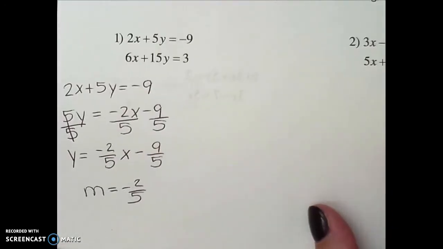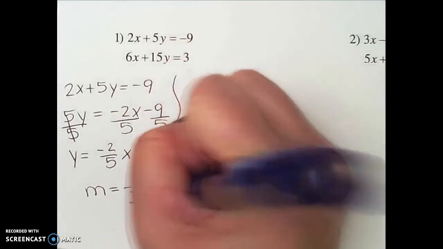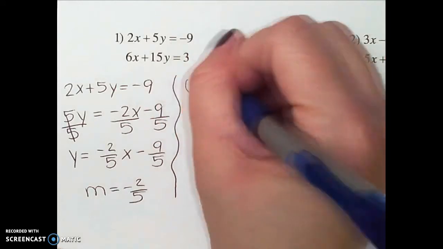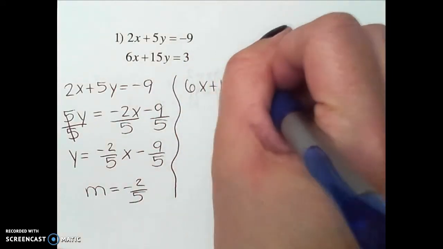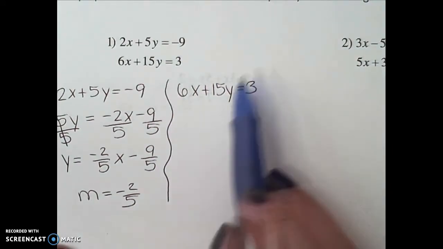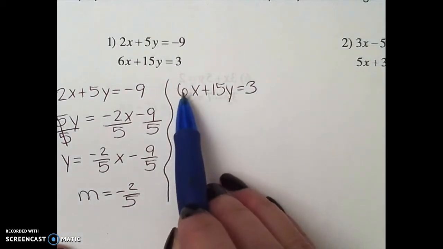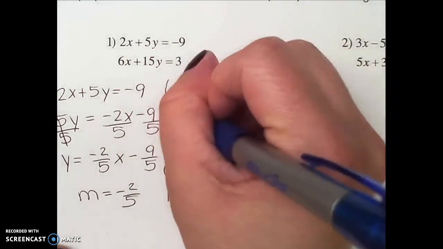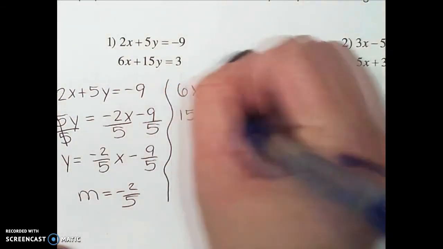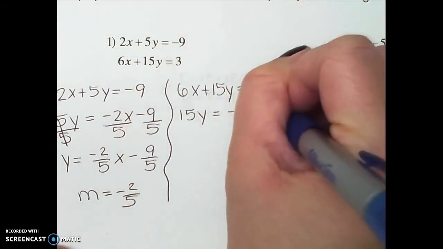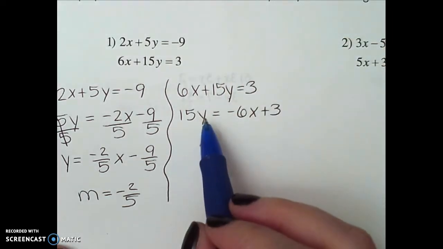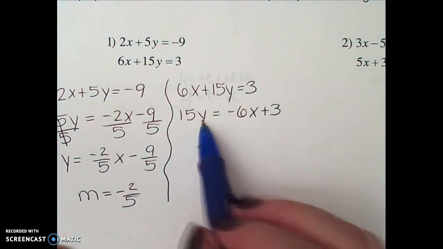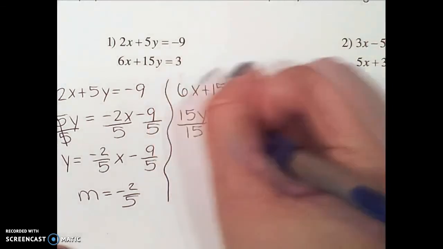Now I'm going to go ahead and do the same for my other equation, which is 6x plus 15y equals 3. Same idea, I want to get y by itself, so I want to move this positive 6x to the other side of my equation. It's going to become a negative 6x. 15y equals negative 6x plus 3. Continuing to solve for y, I'm going to divide all of my terms by 15.